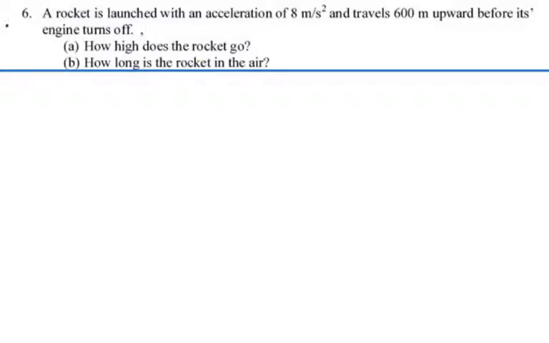Here's sample test 1, problem number 6. Your rocket is launched with an acceleration of 8 meters per second squared and travels 600 meters upward before its engine turns off. How high does the rocket go? How long is the rocket in the air? This is really two problems in one.